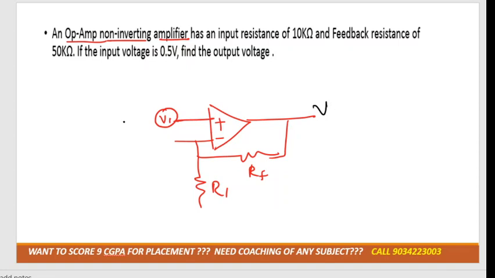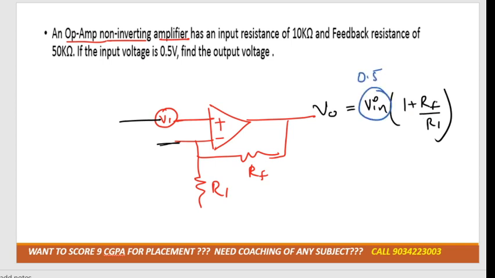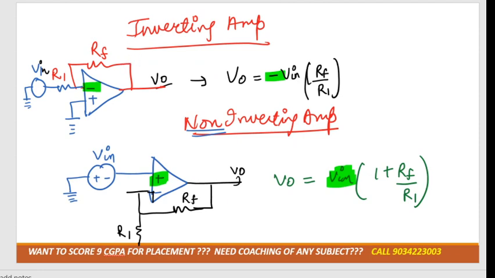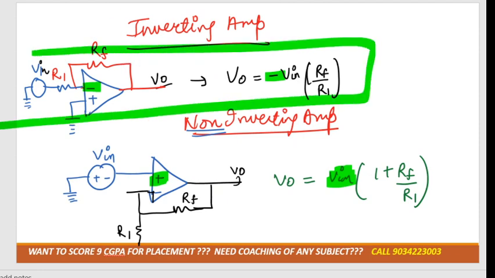And what is the output voltage in this case? That is, output voltage is Vin times (1 plus RF by R1), right? So we know the value of input voltage, that is 0.5. We know the value of feedback resistance, that is 50 kilo ohm. We know the value of input resistance, that is 10 kilo ohm. We can put down all the values and then we'll get the final answer of the non-inverting amplifier, right?